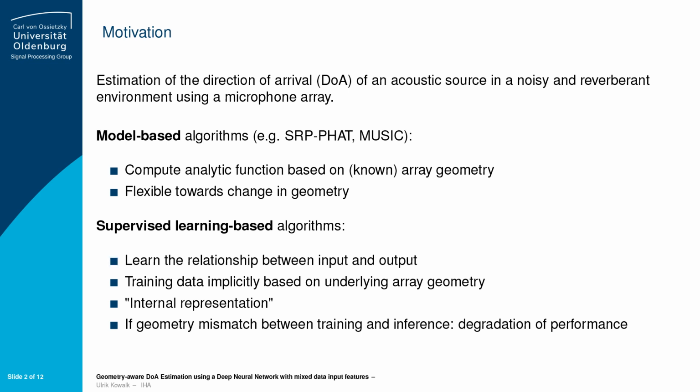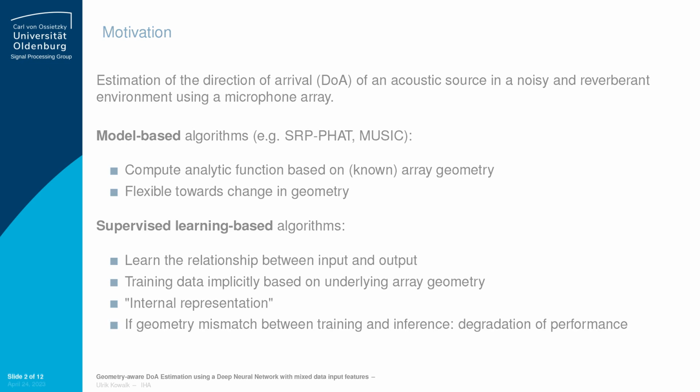for instance audio signals. This training data is of course implicitly based on an underlying array geometry, of which the DNN obtains a sort of internal representation. If there is a mismatch between array geometries used for training and inference, the performance is substantially degraded.